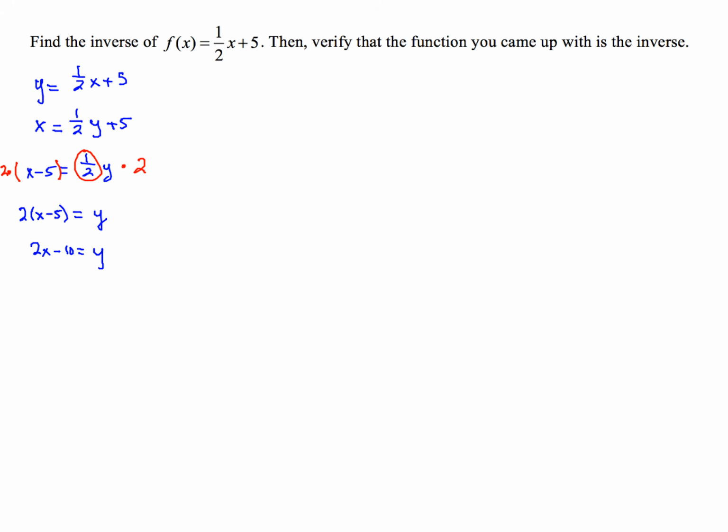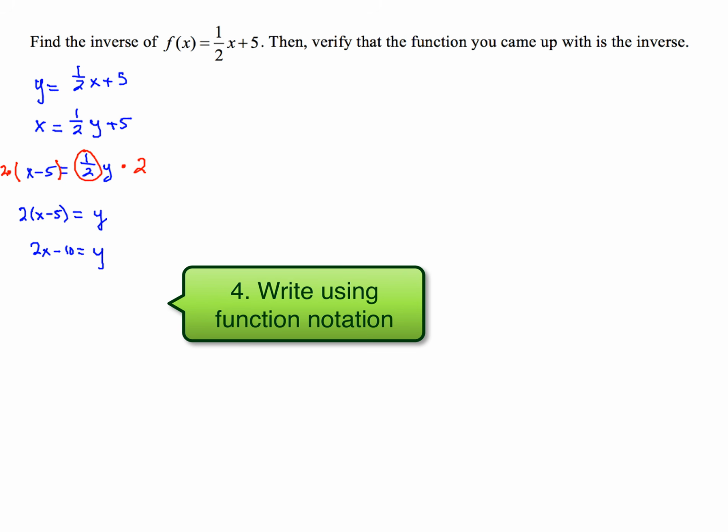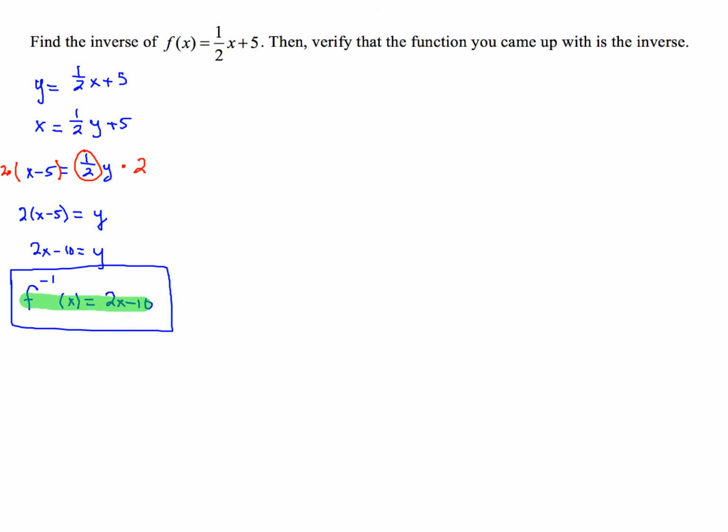Now, the very last step, so those are our first 3 steps. Our very last step is to write it using function notation. So I can't use y equals, and I can't use f of x, because f of x was my original function. So the way that you write inverse notation, you're going to write f negative 1, our variable was x. F negative 1 of x equals 2x minus 10. And that is going to be the inverse of our function f of x equals 1/2 x plus 5. So that's the first piece.